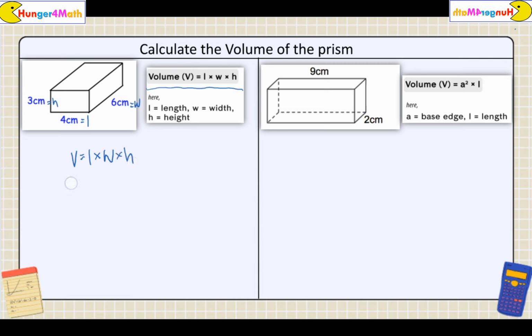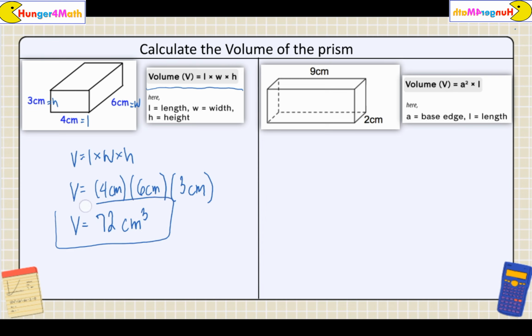Then substitute. So volume now is equal to 4 cm times 6 cm times 3 cm. Now let's multiply them all. So 4 times 6 times 3 is equal to 72. And centimeter times centimeter times centimeter is centimeter cube. So when you are calculating for the volume, your units should be in cube. So for this rectangular prism, the volume is equal to 72 centimeter cube.